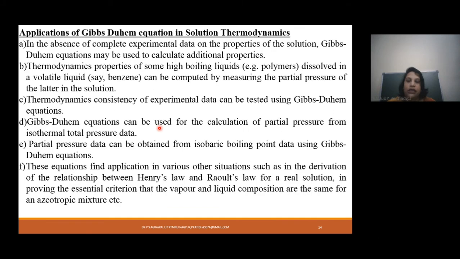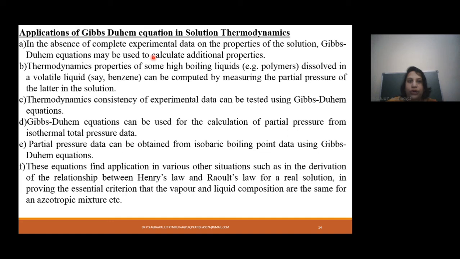Now what are the various applications of this Gibbs-Duhem equation in solution thermodynamics? There are so many applications. Suppose we don't have complete experimental data on the properties of a solution, then the Gibbs-Duhem equation may be used to calculate additional properties. For example, if experimental data are available for the activity coefficient of one of the components in a binary solution over a certain concentration range, then the activity coefficient of the other component over the same composition range can be estimated using the Gibbs-Duhem equation.